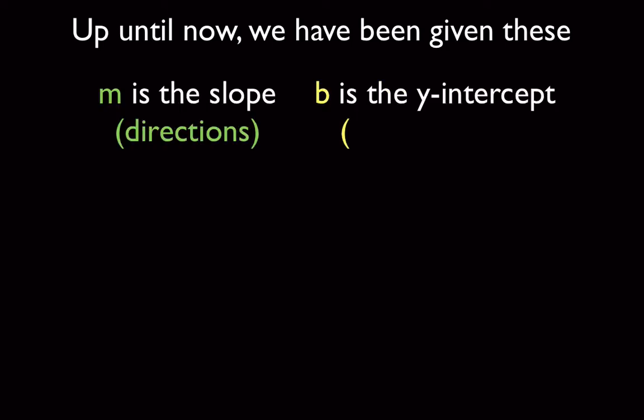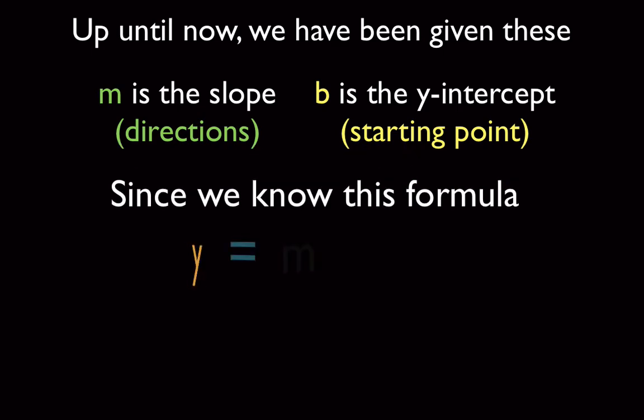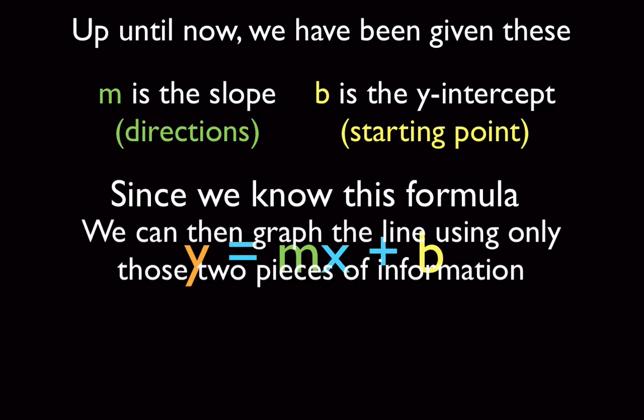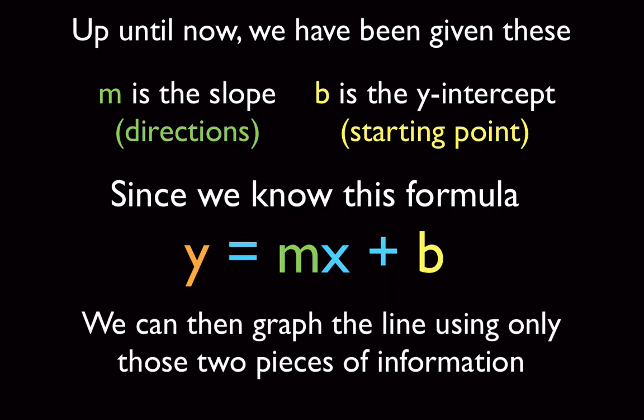Alright, so let's review what we've already been doing. Up until now we've been given the slope and y-intercept, and we've been given those points, and using that we're able to graph the line. Since we know y equals mx plus b, it's very easy to get this information. We can graph the line using only those two pieces of information. We just look: m is in front of x, b is to the right of the x.